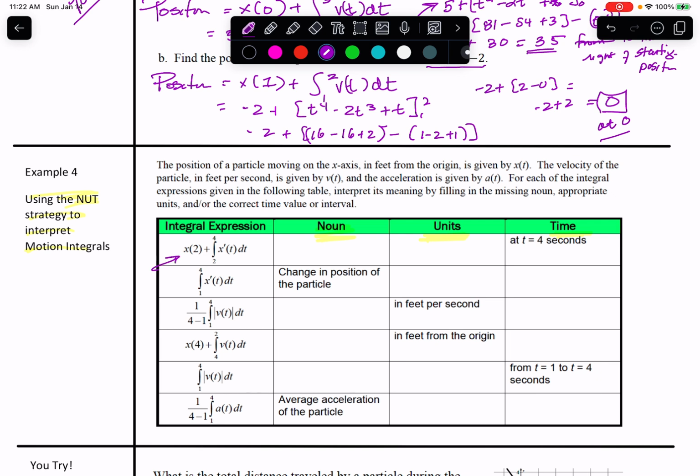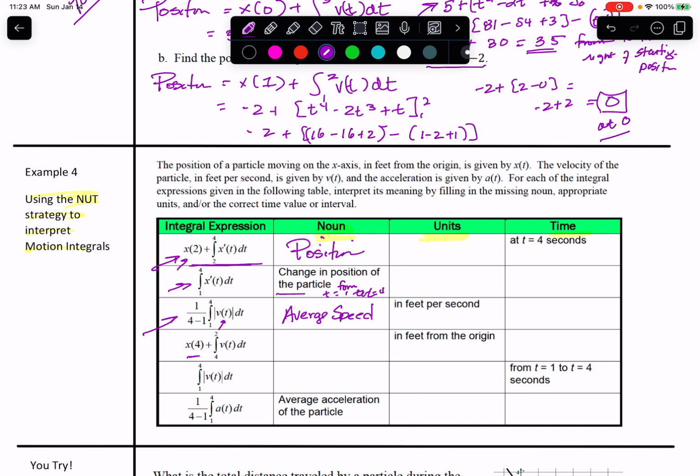So I can look right here and see this is going to be a position because it starts with an initial value. So we would say that the noun is position. So let's go through all the nouns. Let's look at the second one. They tell us this is the change in the position of the particle from t equals 1 to t equals 4, right? This one looks like the average of the absolute value of velocity, so this looks like it's average speed.